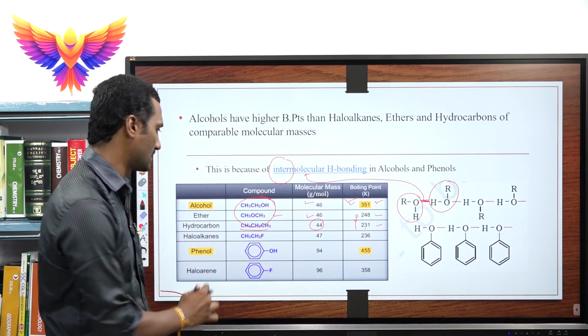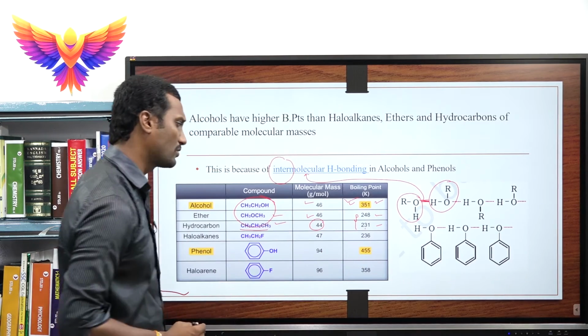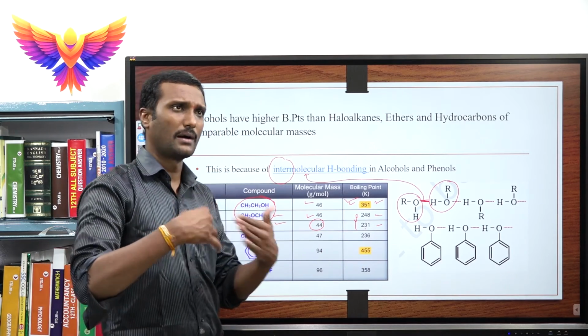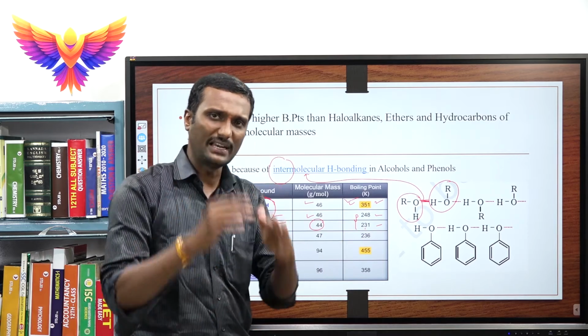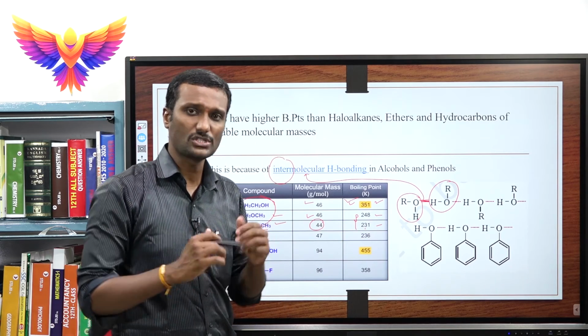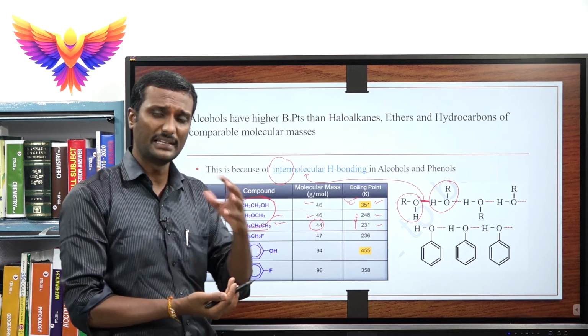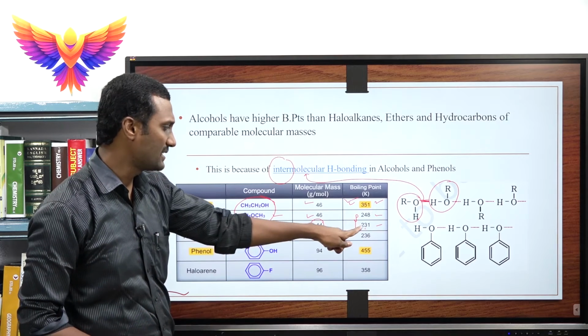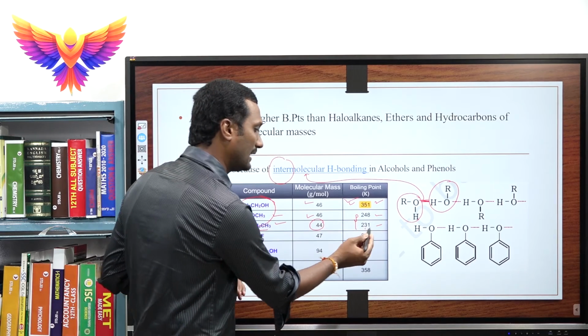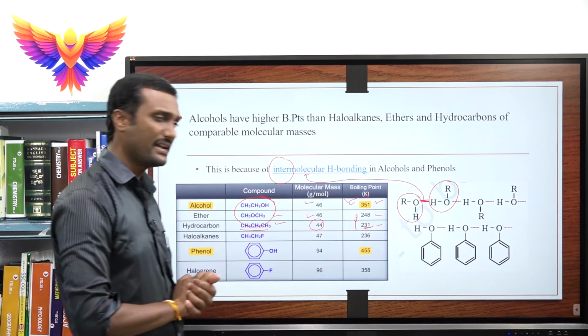In the hydrocarbon, there is no chance of hydrogen bonding, so there is no comparison with ether and alcohol. It is very low. Where hydrogen bonding is present, breaking it needs energy. But how much energy is required? Only 231 Kelvin of temperature is required.